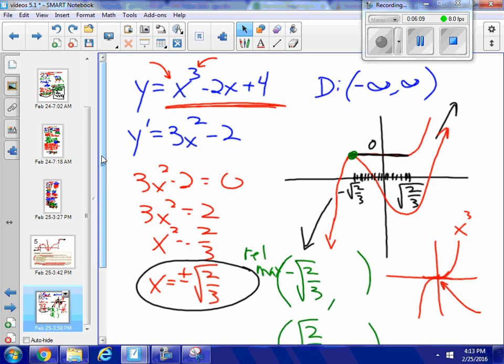But by doing it this way, understanding the graph, understanding that the derivative equals 0 only at these points right here, we can actually identify at least the x values where those turning points are going to be, where those maximums or minimums are going to be, without having to do a lot of messy arithmetic.